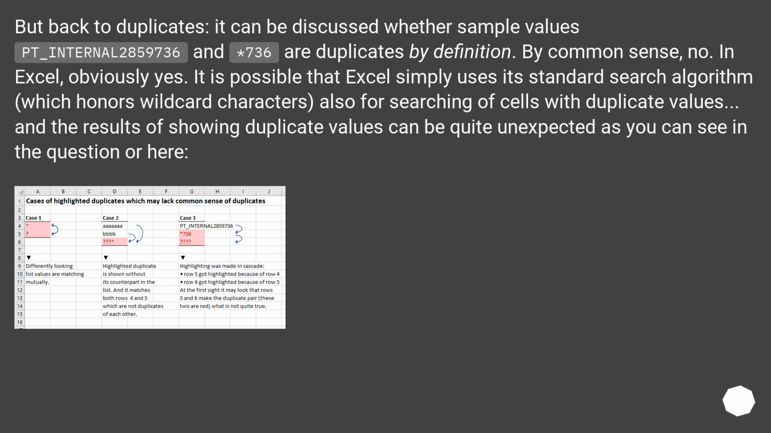But back to duplicates, it can be discussed whether sample values PT_internal 2859736 and 736 are duplicates by definition. By common sense, no. In Excel, obviously yes. It is possible that Excel simply uses its standard search algorithm, which honors wildcard characters, also for searching of cells with duplicate values. And the results of showing duplicate values can be quite unexpected, as you can see in the question or here.